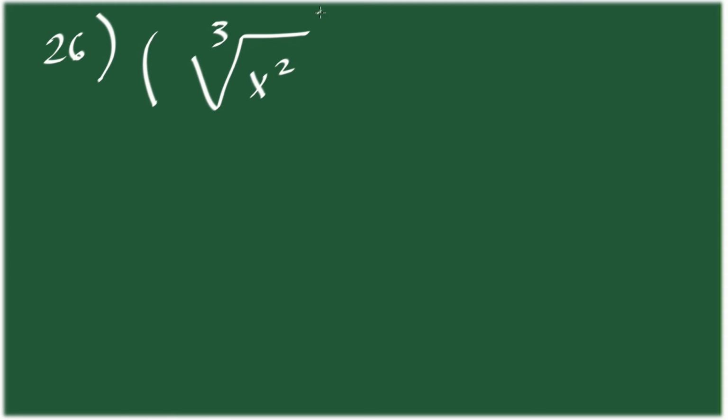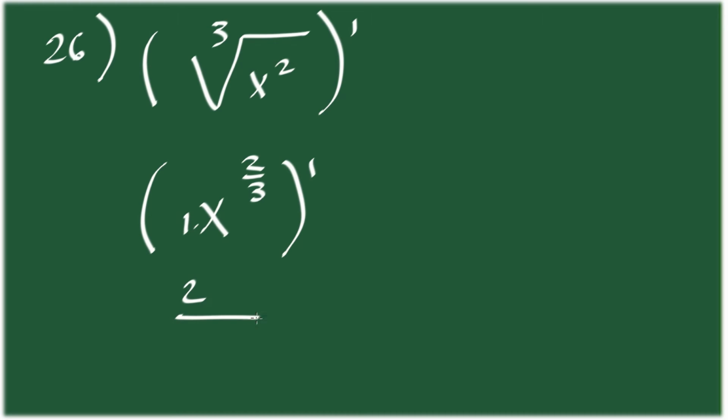Okay, let's look at number 26. How about if we have cube root of x squared prime? Okay, so again, express this in rational exponent. This is equivalent to x raised to what? To the 2/3, okay? So 2 over 3. So the derivative will be 2/3 times 1, and then x. So you see how I extend my bar? So you're very clear which one is the numerator and which one is your denominator.